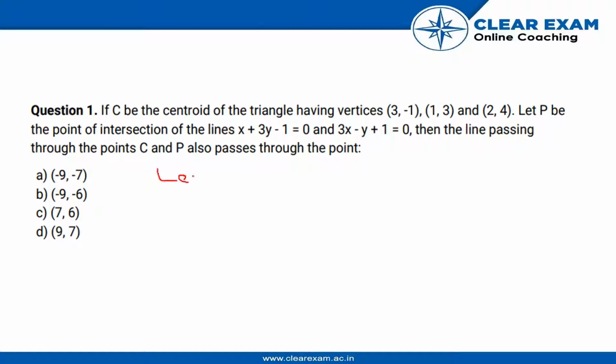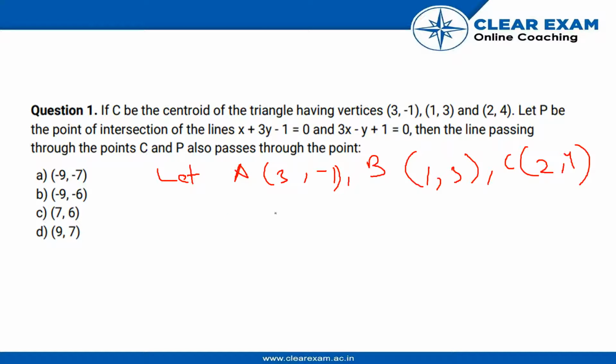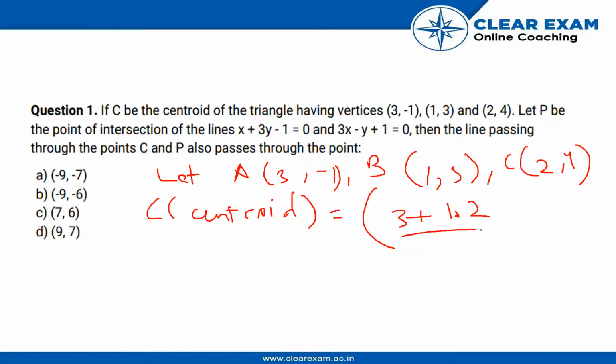We have A (3, -1), B (1, 3) and C (2, 4). So the centroid will be ((3 + 1 + 2)/3, (-1 + 3 + 4)/3). So after this our C will come out to be (2, 2).